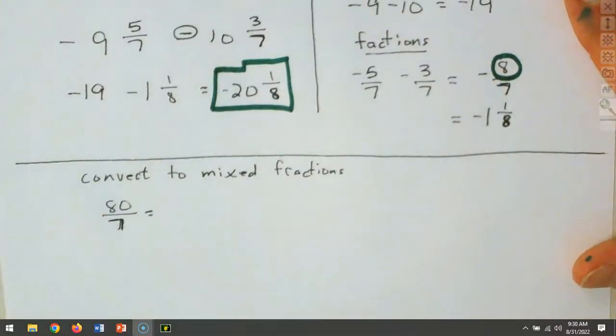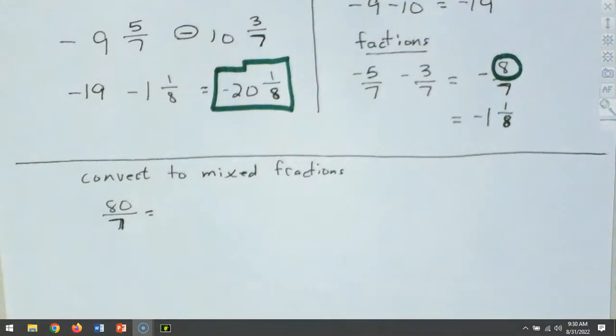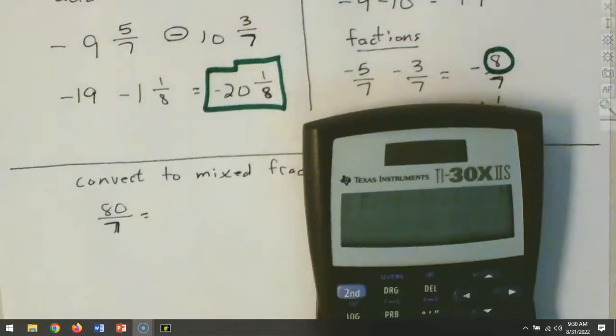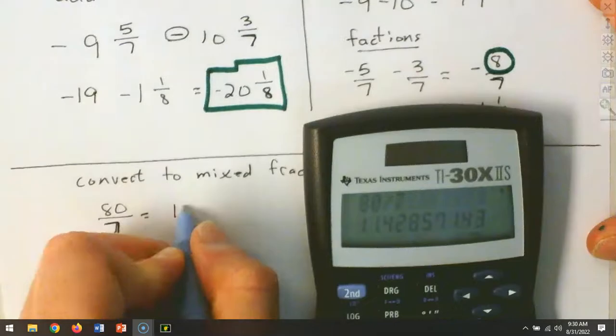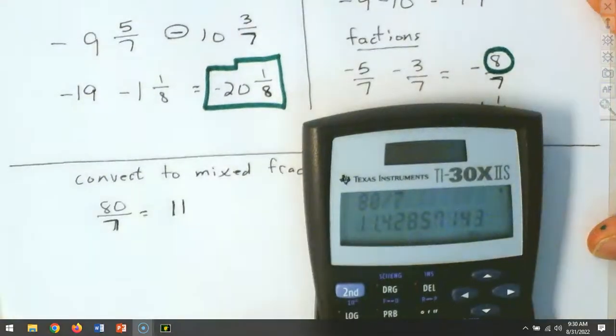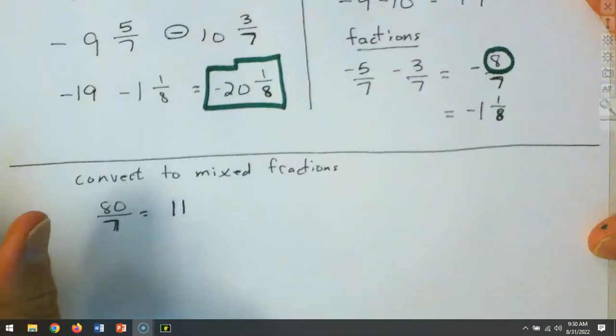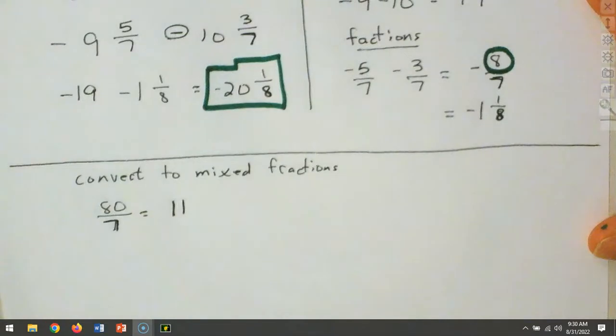Now I want to make sure that I get a mixed fraction. So how would I convert that? Well, the way you can convert it is I just use a calculator and I divide. What is 80 divided by 7? If we use a calculator, I don't care about the decimal. I just want to know what number's in front. So what number's in front? 11. So that's going to come out as 11 for the whole part. And what do we know? Okay, so the 11 is coming out.